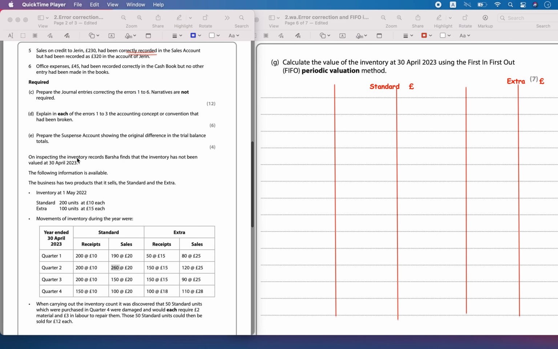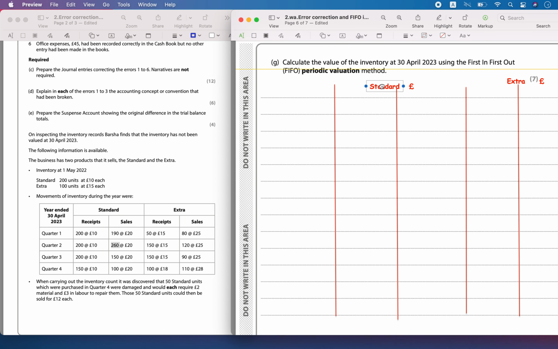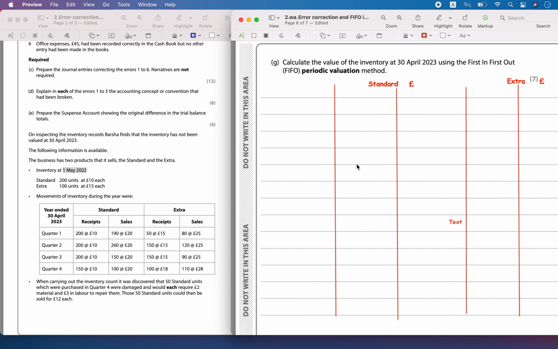On inspecting the inventory records, Barsha finds that inventory has not been valued. They have given information about the movement of inventory, and we also noticed that in quarter 4 there was some damaged inventory. So, let's start recording the inventory valuation using the FIFO method.